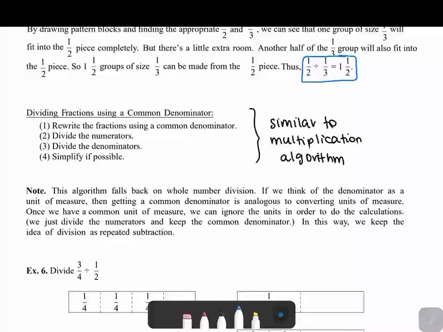Yeah, and so kind of thinking about why we can do it this way. If we think of the denominator as a unit, then whenever you get a common denominator, it's just converting units to be the same, right? And then once you have a common unit, they cancel out. You don't need to think about them anymore, so you can just ignore the units to do the calculations. Once you have the same units, you don't have to do any more conversions, because finding the common denominator, we've already done the conversion. And then we just have to consider division in the numerator. So thinking about it in terms of the denominator representing units, this kind of makes sense why we can do this.